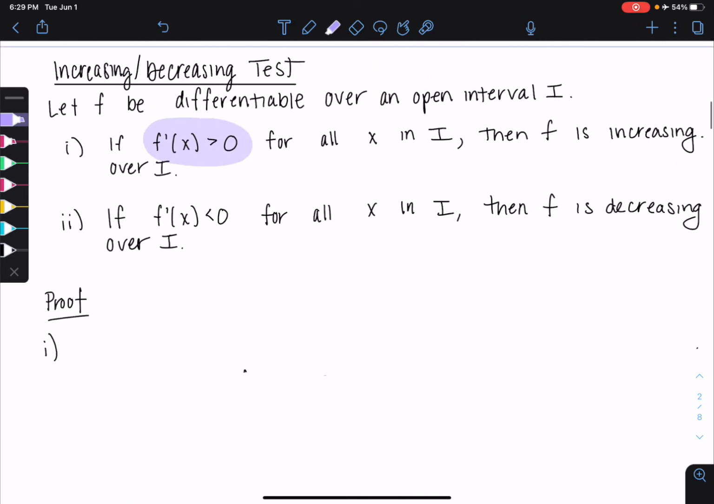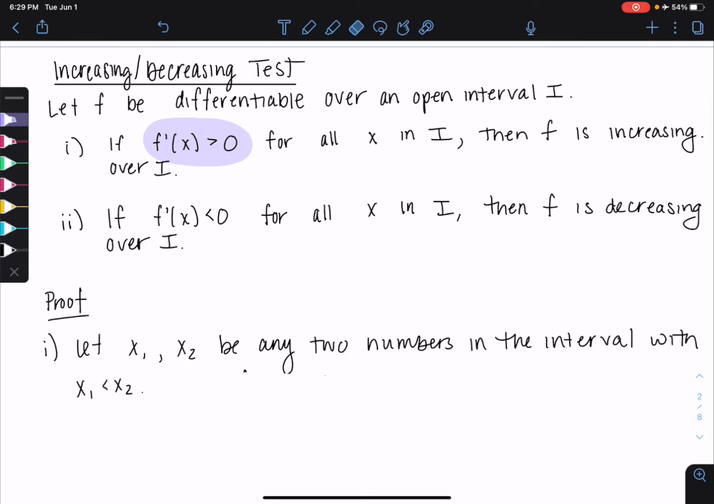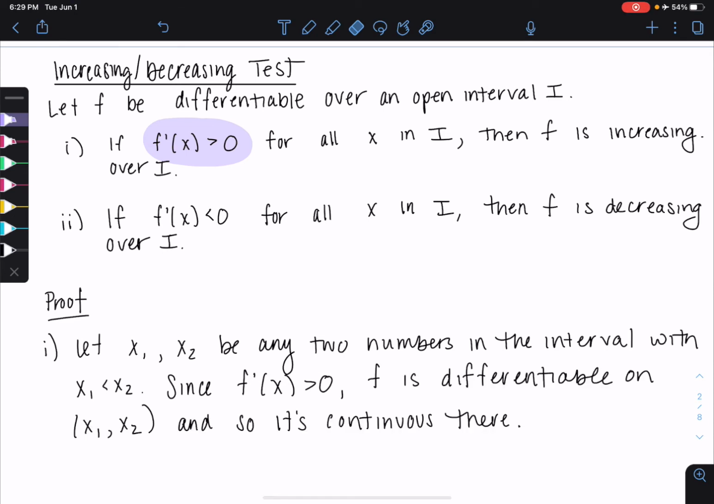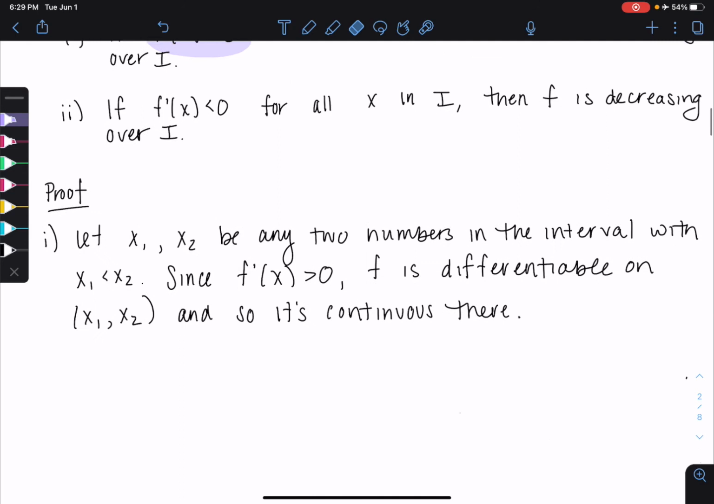So what we're going to do is let x1 and x2 be any numbers in the interval, and I'm going to say x1 is smaller than x2. Doesn't matter the order you pick it in. Now, because my derivative is positive for all x in my interval, I'm guaranteed f is differentiable on this interval. And because it's differentiable, it's continuous there.